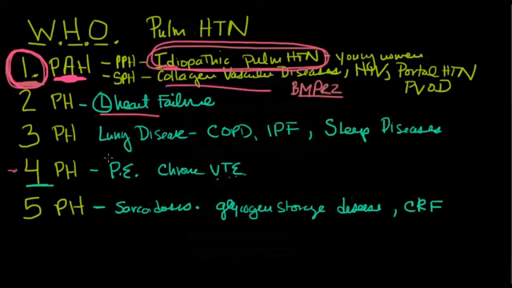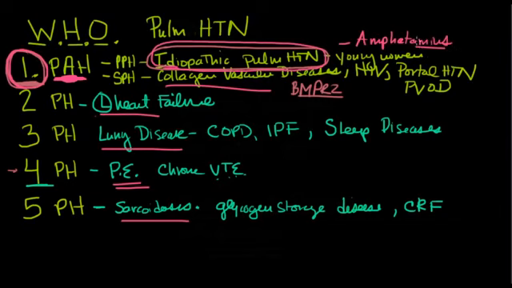Number two, left heart disease. Number three, lung disease. Number four, pulmonary embolism. Number five, sort of the grab bag like sarcoidosis. There's also amphetamines, which can also fall into type 1. Okay, so we've divided these up into the different categories. Let's actually talk about now some of the physical diagnosis findings. How do you actually diagnose PH? And then the treatment for pulmonary hypertension in this and the next videos. So let's move on to some of the physical findings.